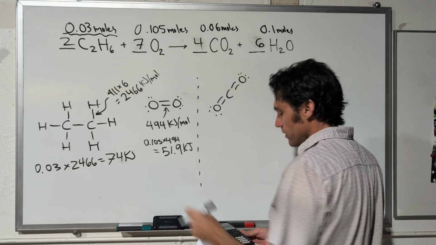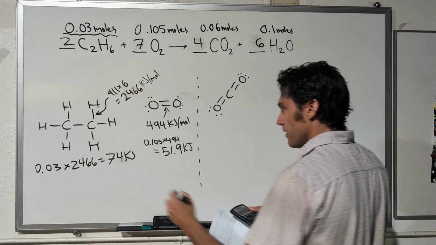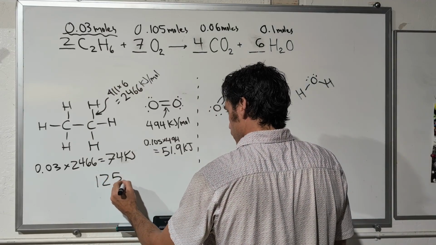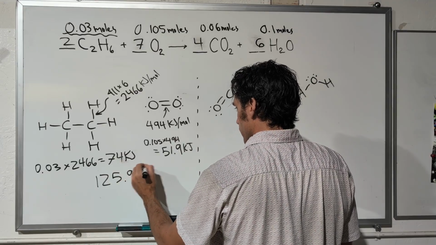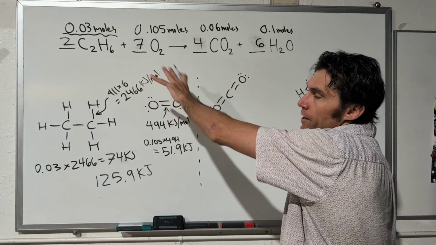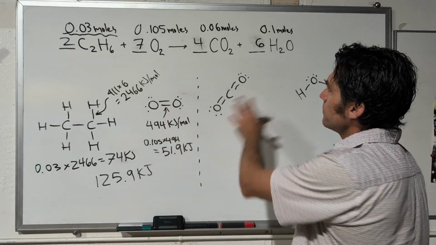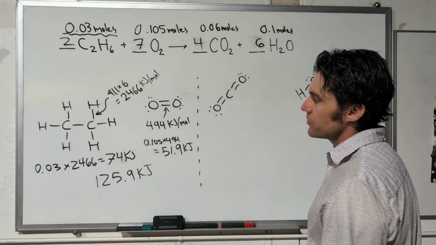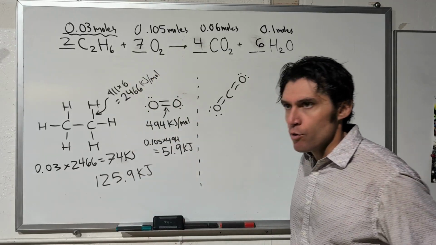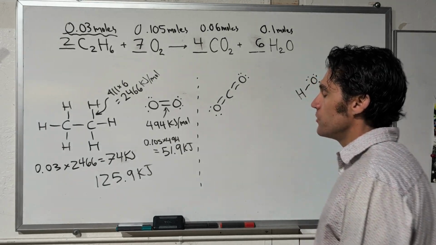Okay, so let's add this to this. And that is 125.9 kilojoules. So to break all the bonds, because in order to do this reaction, we gotta break all the bonds on this side and reform these atoms and transform them into the bonds on this side. So to break all the bonds on this side takes 125.9 kilojoules of energy. Okay, that's a decent amount.